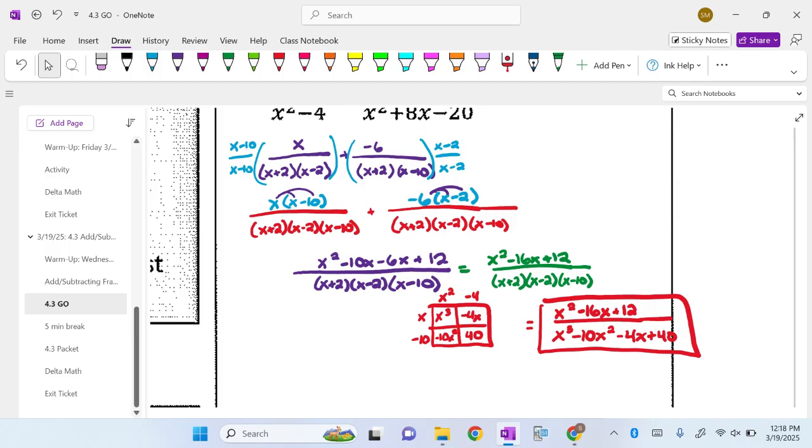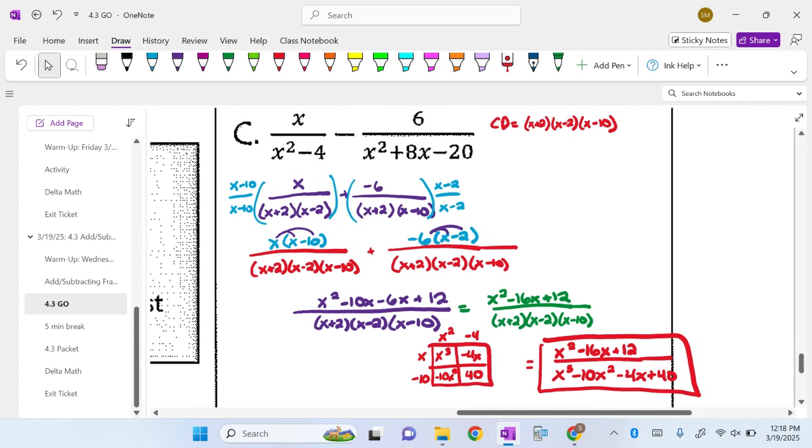If you need to copy that down, you can, but you should have figured out that your common denominator is x plus 2, x minus 2, x minus 10 if you factored it correctly. You would multiply x minus 10 to the first fraction and x minus 2 to the second. Remember, it is subtraction, so I moved the negative up into the 6 and changed this to a plus. I distributed, and that's how I got x squared minus 10x, and negative 6 distributed, negative 6x plus 12. Combine the like terms, I got x squared minus 16x plus 12, which is not factorable.